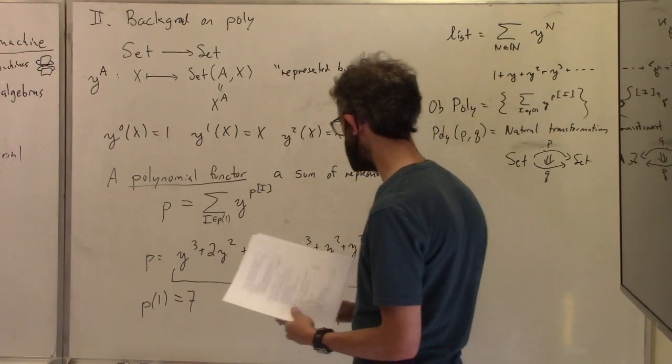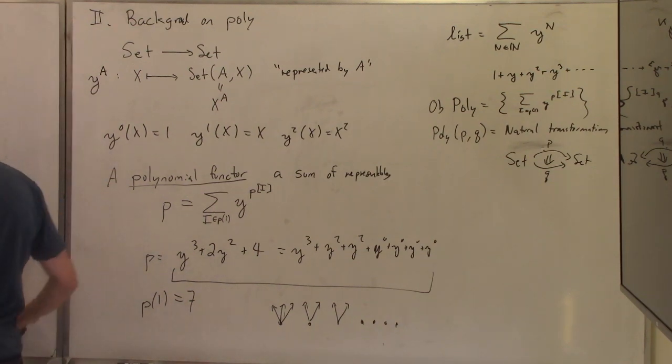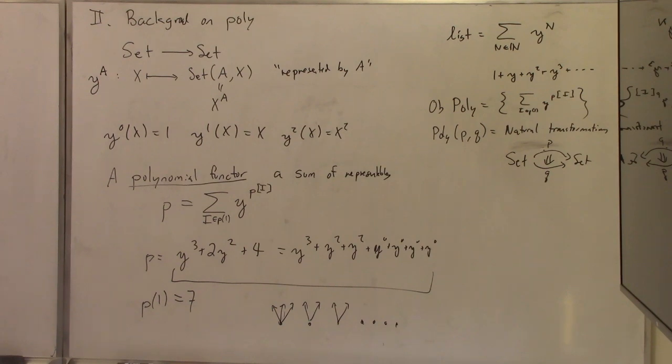And the reason you might like to write P that way is because of how composition looks and where these trees are coming from. So for example, I could have a polynomial that will generate that thing. So let's say P was 2y squared plus 2. And then what is P composed P?